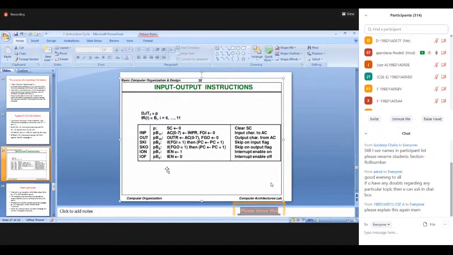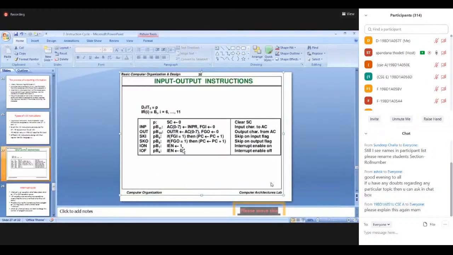So IEN is the flip-flop used for interruption, right? So if IEN equal to 1, then interrupt is present. If IEN equal to 0, then interrupt is serviced. This IEN is set to 0 whenever the 6th bit of IR is 1. Clear?